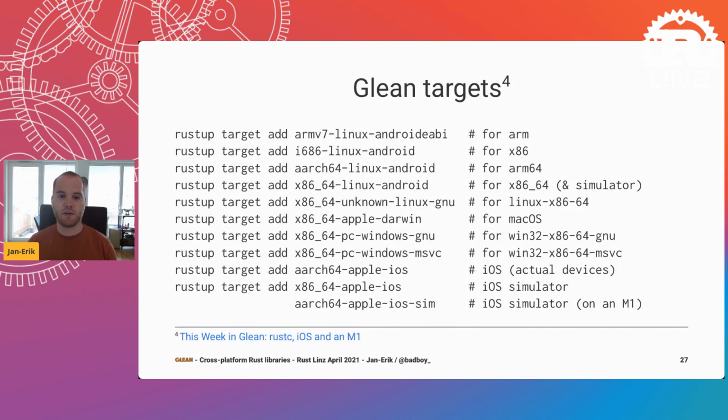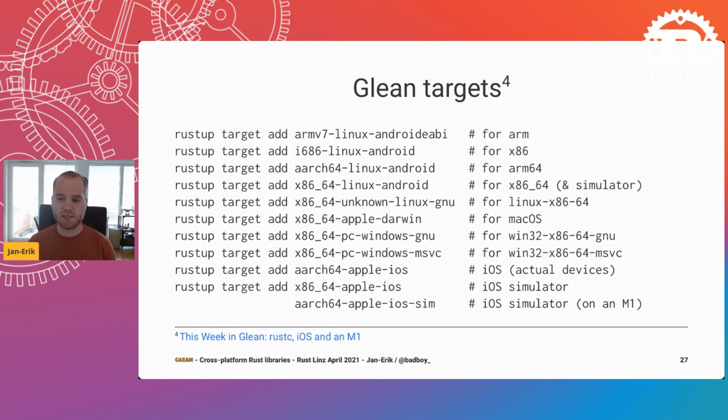The Glean SDK is currently compiled for 11 targets. We have several targets for Android here. We then have targets for all the major desktop operating systems, either for testing or even for shipping our Python bindings. And then we have the iOS targets.